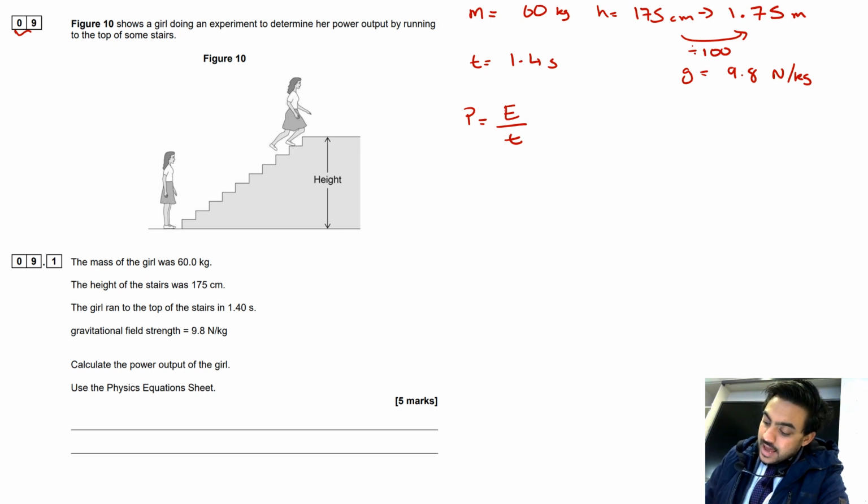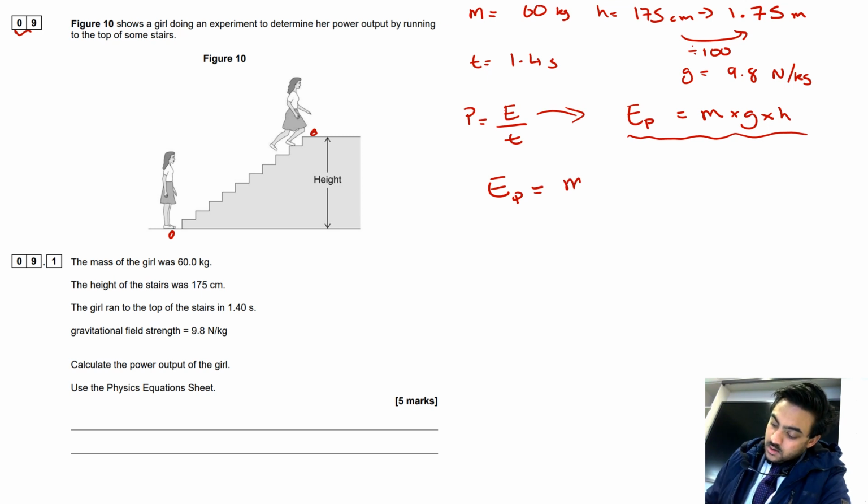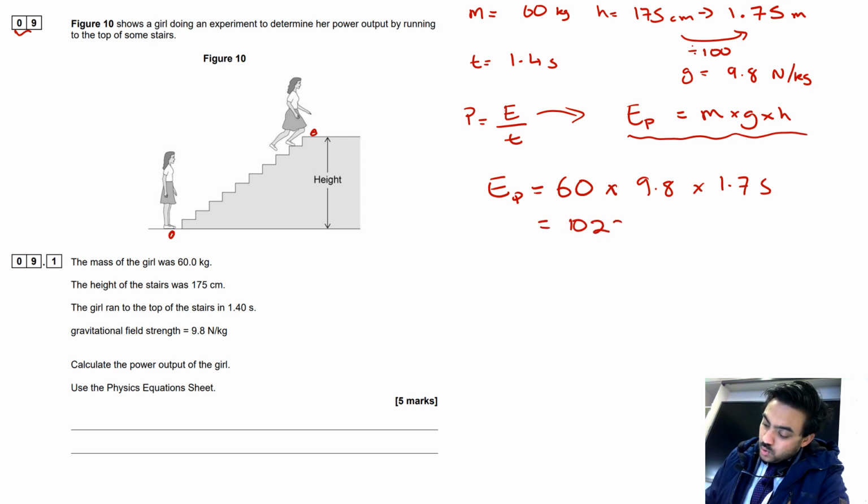In this case, the energy transferred from the bottom of the stairs to the top of the stairs is gravitational potential energy, so we need to write down that equation, which is m times g times h. This is the first equation that we use. The mass is 60, so we might as well substitute straight away: 60 times 9.8 times 1.75. If we do all that, we get an answer of 1029, and that's in joules.